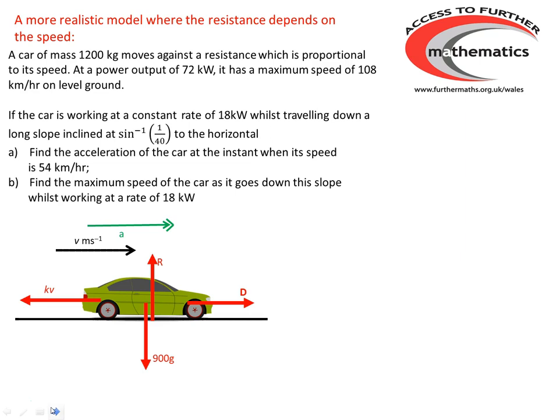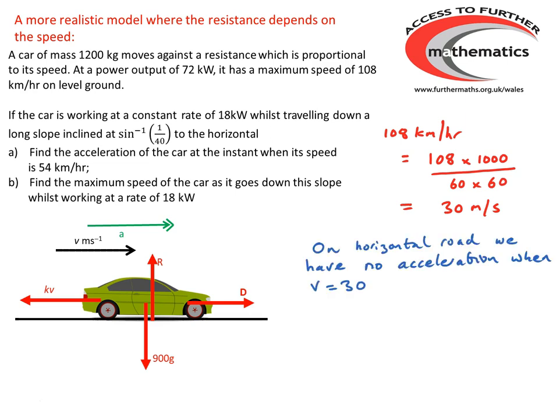Now the first thing we need to be careful about is the speed has been given in kilometers per hour. We need to make sure that we're using SI units. So 108 kilometers per hour is the same thing as 108 times 1,000 meters in 60 times 60 seconds. So 108 kilometers per hour comes out to be 30 meters per second. On the horizontal road, we have no acceleration when v equals 30 and the engine is working at 72 kilowatts.